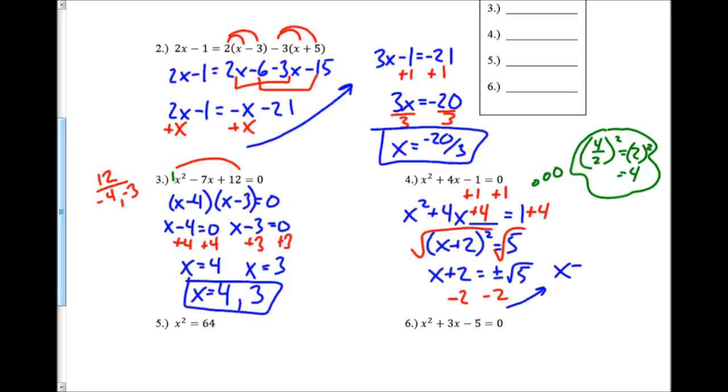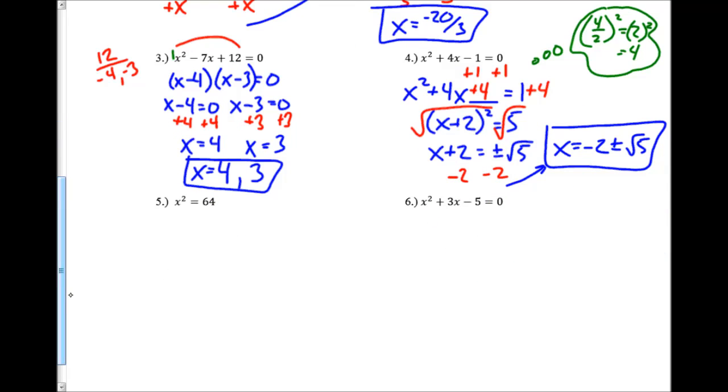And I write my answer this way. I say x equals negative 2 plus or minus the square root of 5. And that's it. Those are my two solutions: negative 2 plus the root 5, and negative 2 minus the square root of 5.